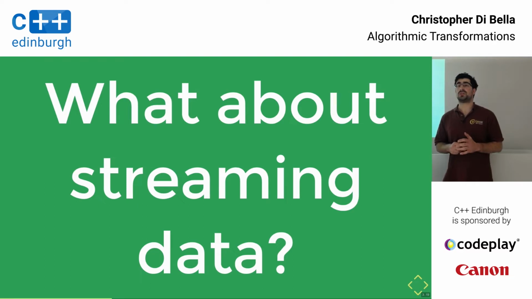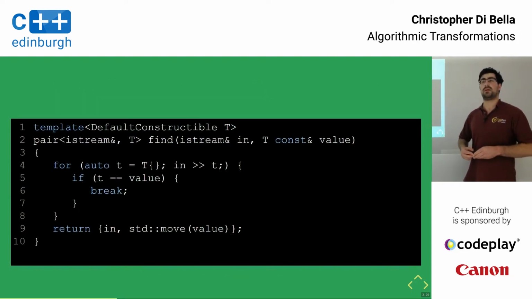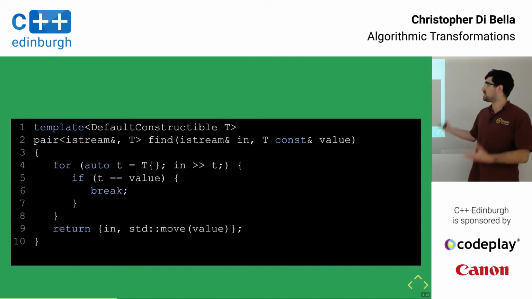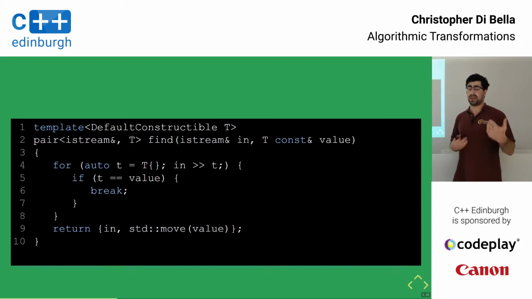All right, what about streaming data? Because we can do a linear search on streaming data as well. It's not quite a one-to-one analogy, but given the previously mentioned code, this is what a linear search might look like for streaming data in linear search fashion, where we pass in an iStream and we continue to take data until it matches our looked for value, or we run out of things to take from the stream. And then if we've got something, we'll return it along with the stream.